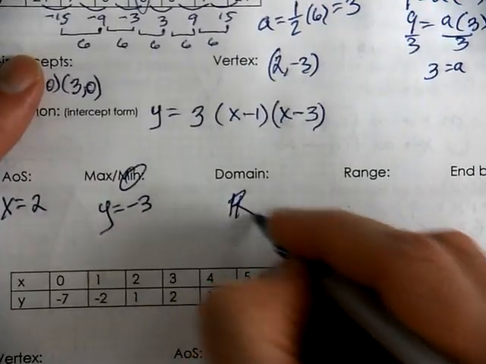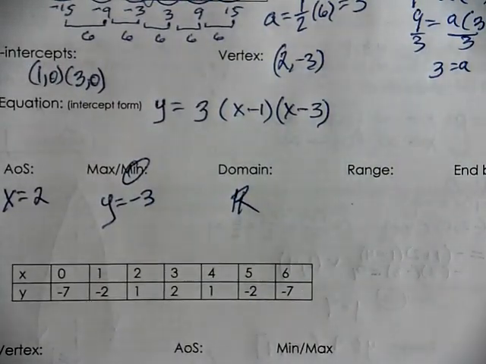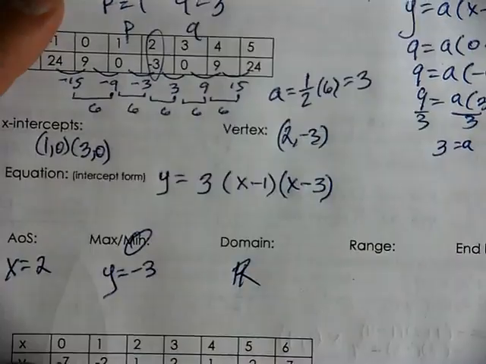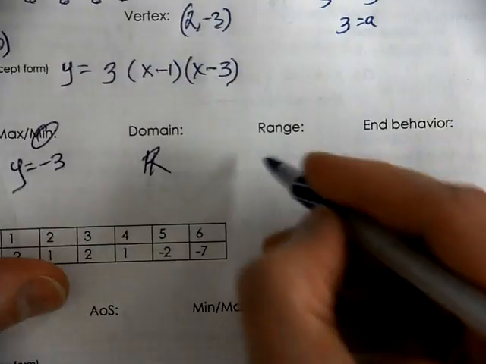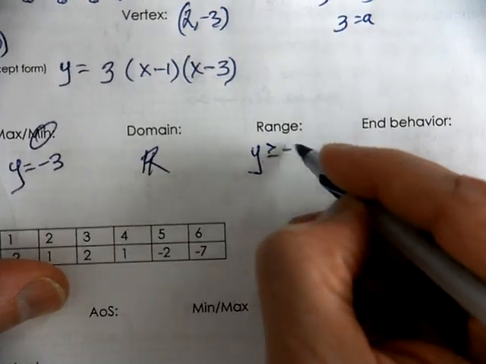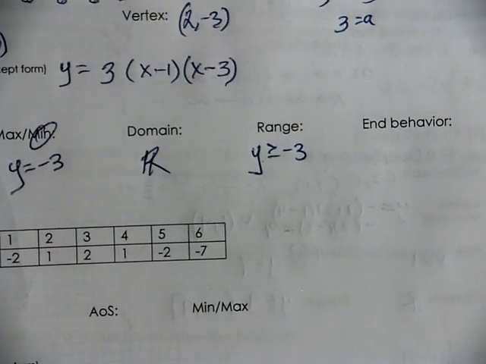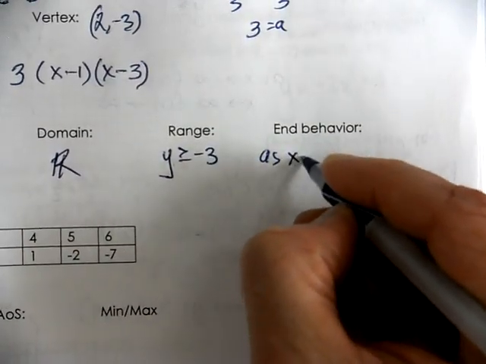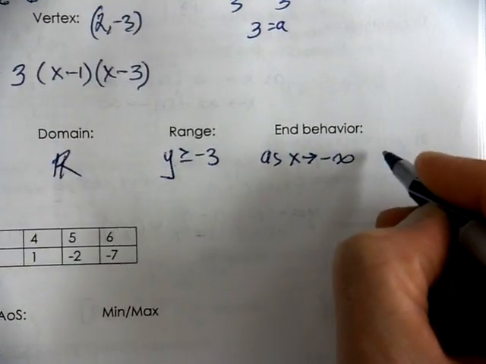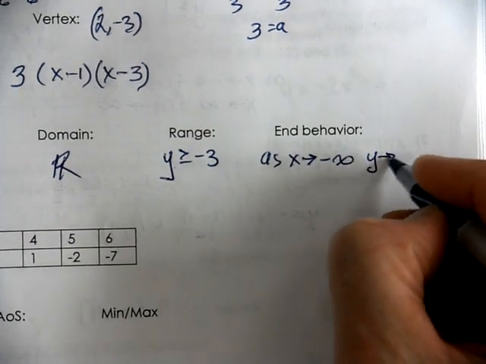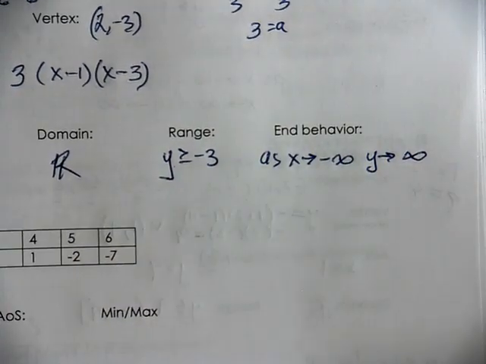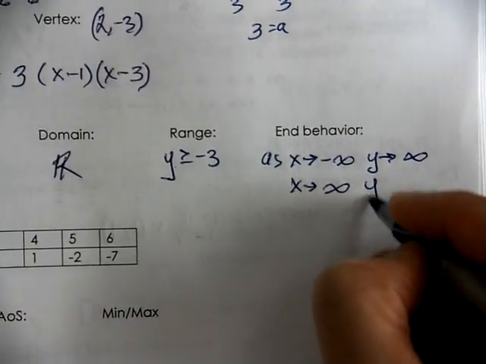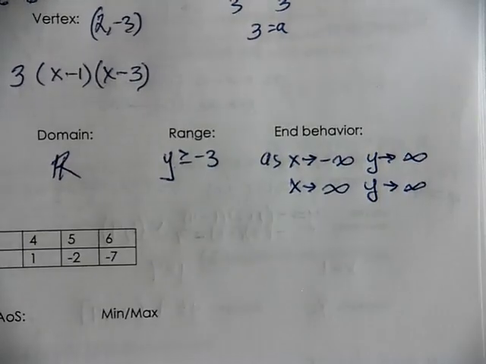The domain is always all real numbers. You can continue this table on forever for x's. Any x you want to plug in, you can. And the range answers you're going to get is anything greater than or equal to negative 3. And our end behavior, as x approaches negative infinity, we know our function is going to go up because we said it's opening upwards. As we look to the right, we're opening upwards.